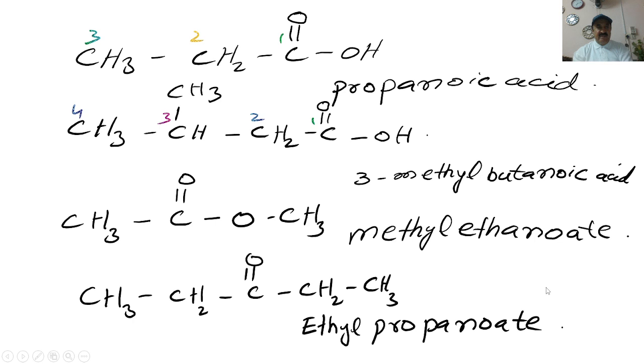Another one is CH3 CH2 C double bond O H, this is a carboxylic acid. So we will do numbering from this side. So this is propanoic acid. Because there are three carbons in the alkane, it is called propane. So the -e of propane will be replaced by -oic acid. Here we will do numbering from the end closest to the functional group. So 1, 2, 3, 4. At carbon 3 there is a methyl attached, so 3-methylbutanoic acid will be its name.